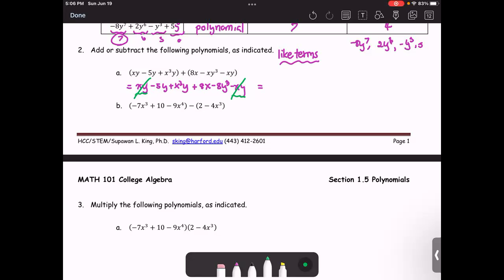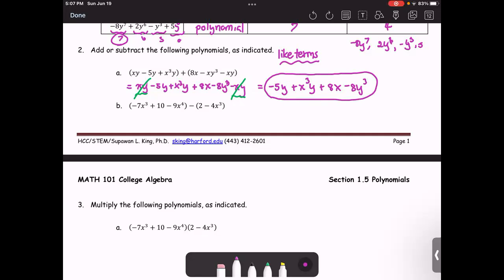For the term negative 5y, we do not have any other like term, so we keep it as negative 5y. The next one is x to the third times y. We do not have another like term for it either, so that means plus x to the third times y, similar to the 8x and negative 8 times y to the third. As you see in the result here, they are not like terms. That means we are done adding, subtracting, or simplifying this expression.